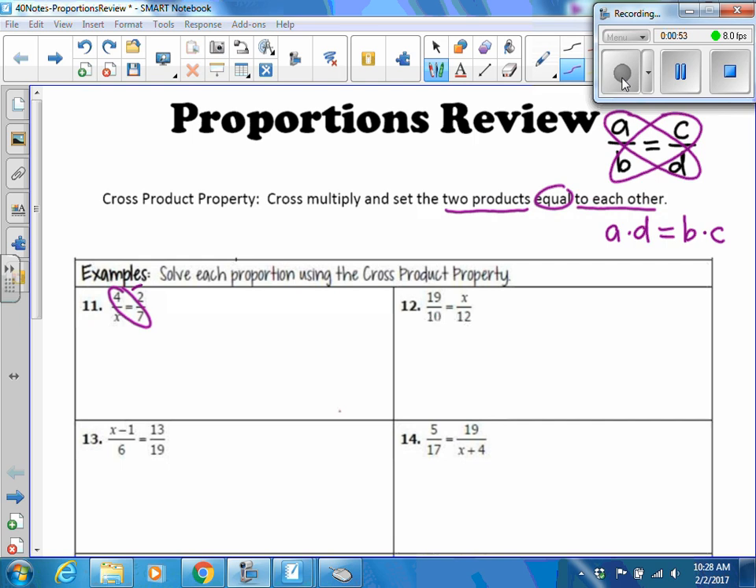In number 11, you've got 4 times 7 equal to 2 times x, so you can write the 2x on either side, and the 4 times 7 would be 28. Divide by 2. X equals 14.